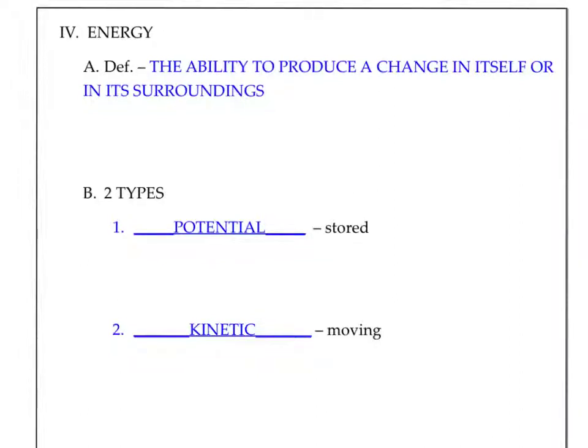So the Roman numeral 4 section is on energy. This is where chapter 11 starts. And we begin with the definition for energy. It's the ability to produce a change in itself or in its surroundings.